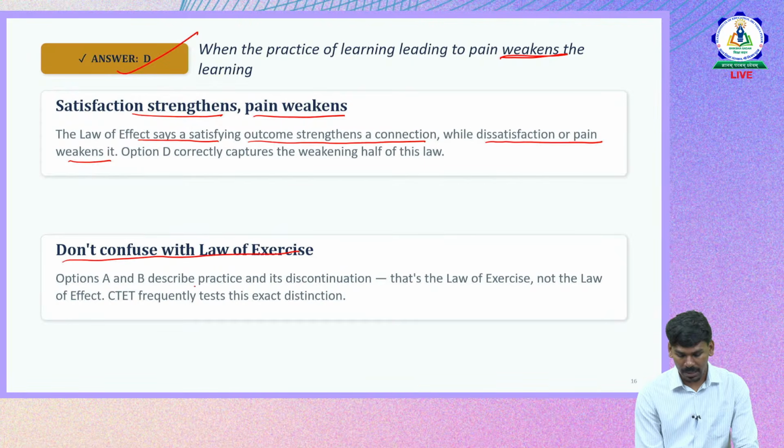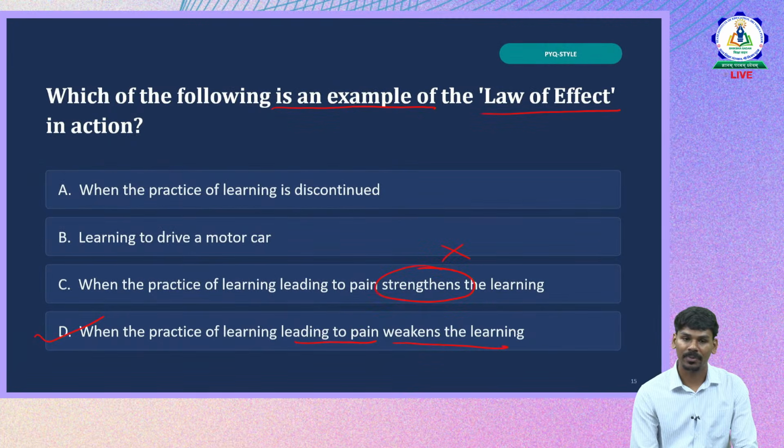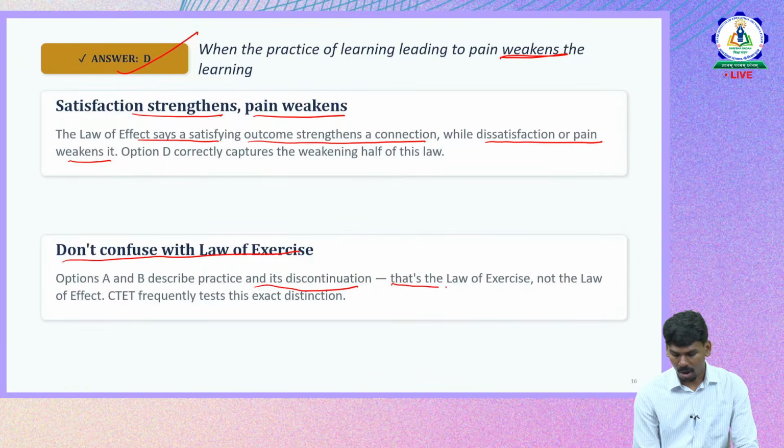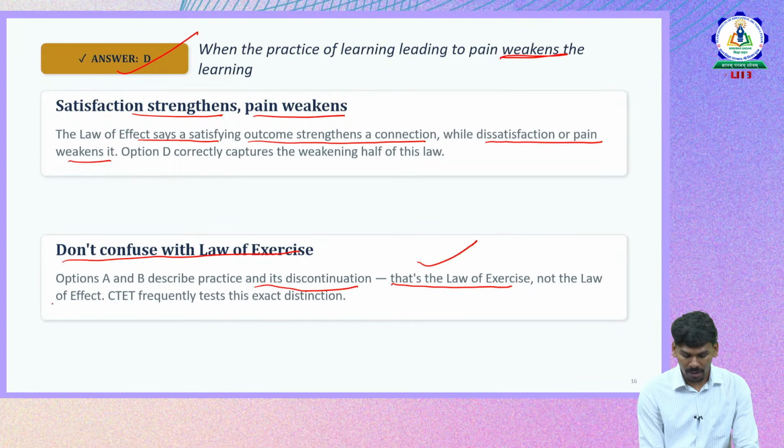Option A and B describe practice and its discontinuation, whereas that is the law of exercise, not the law of effect. So CTET frequently tests this exact distinction.